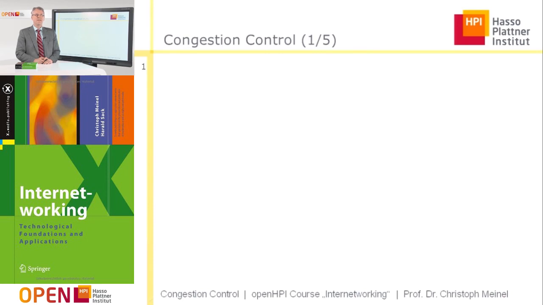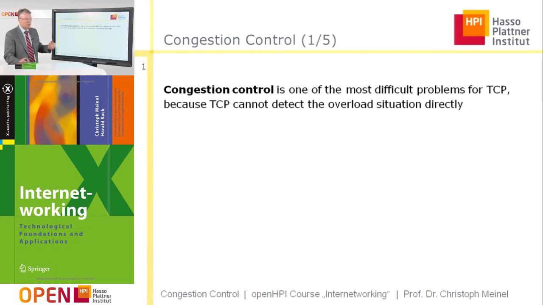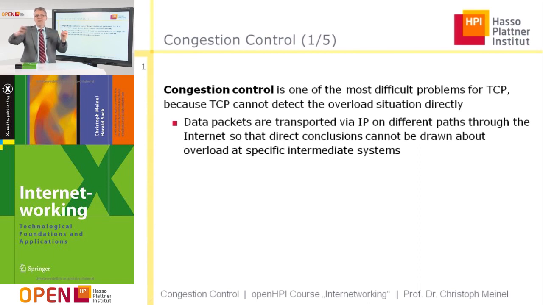Now let's consider the mechanisms that are used by TCP for congestion control. Congestion control is one of the most difficult problems for TCP, and the reason is TCP cannot detect overload situations in the network. You remember, TCP is only running on the both end systems. The intermediate systems do not use TCP, so TCP has no chance to measure something, to directly see the situation in the network, what happens on the path from the sender to receiver, to adjust the speed of transmission.